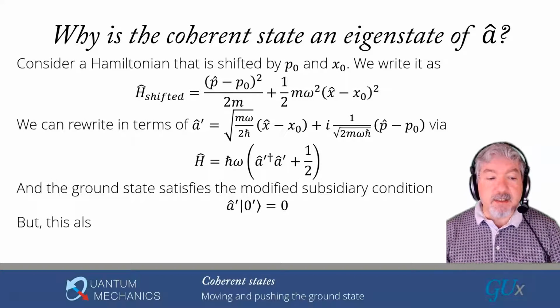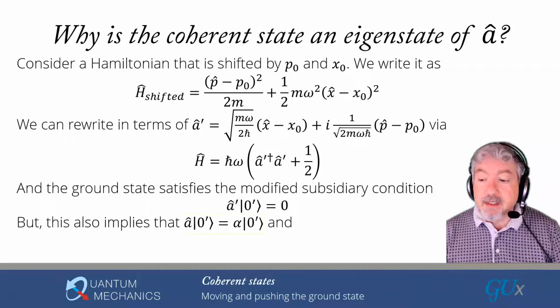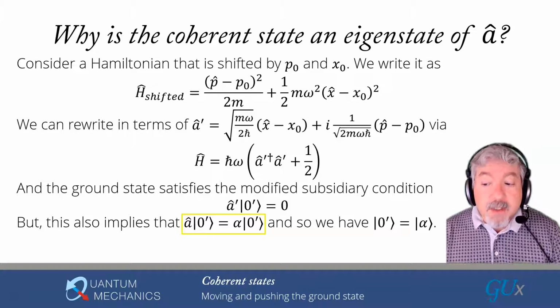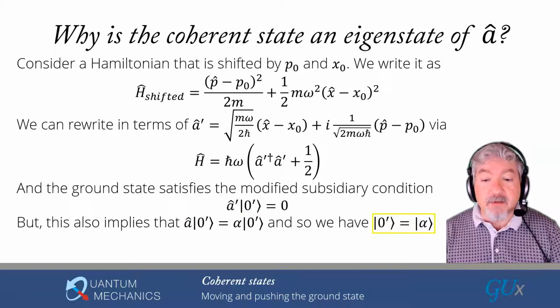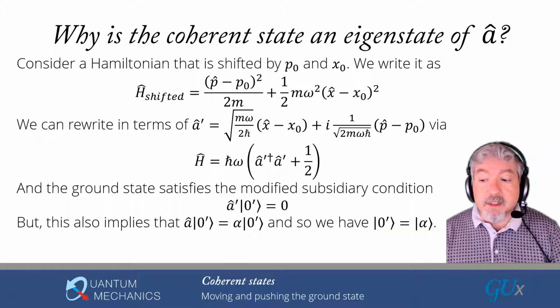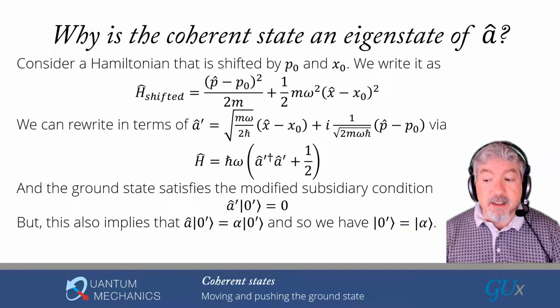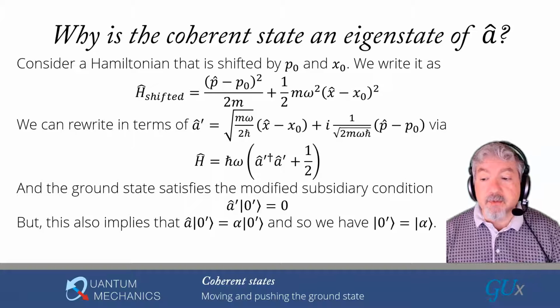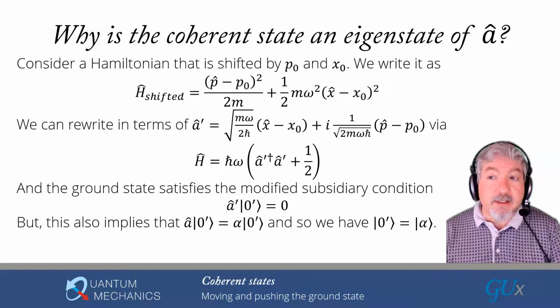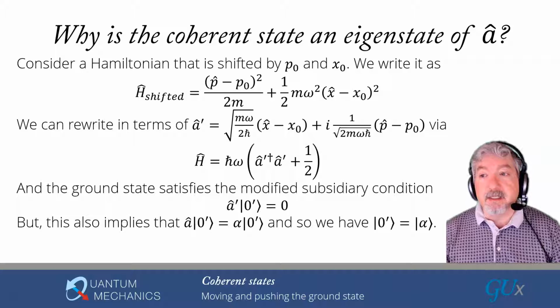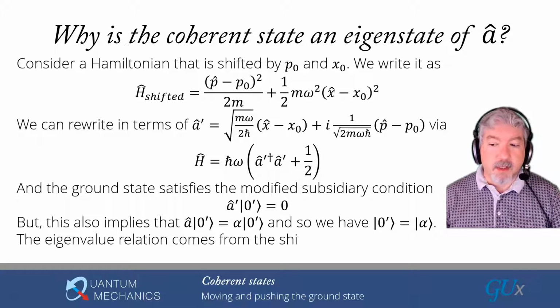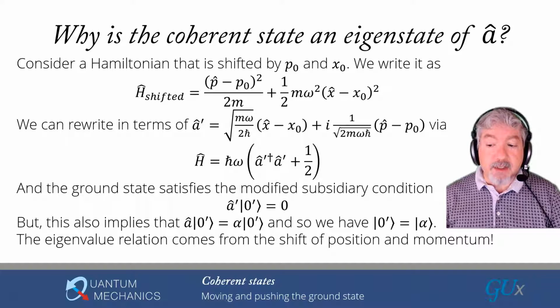And so when I plug that into the subsidiary condition, we immediately find that it tells us that a hat acting on 0 prime is equal to alpha acting on 0 prime. But we know what state does that. That's the coherent state alpha. And so whenever we work with a shifted Hamiltonian and we look at the shifted ground state, it becomes an eigenstate of the original lowering operator with an eigenvalue given by alpha. And so that's the reason why the coherent state is an eigenstate of a. The eigenvalue-eigenvector relationship simply comes from the shift of position and momentum.